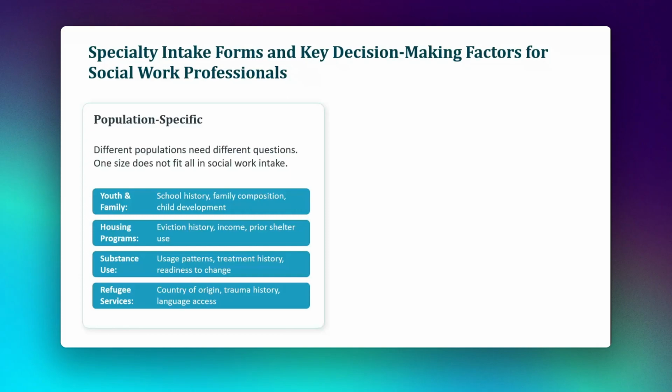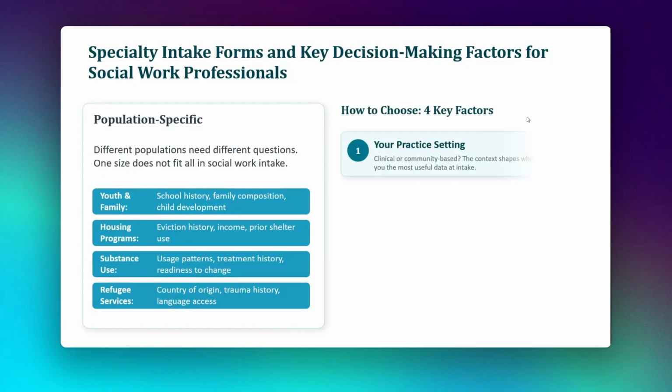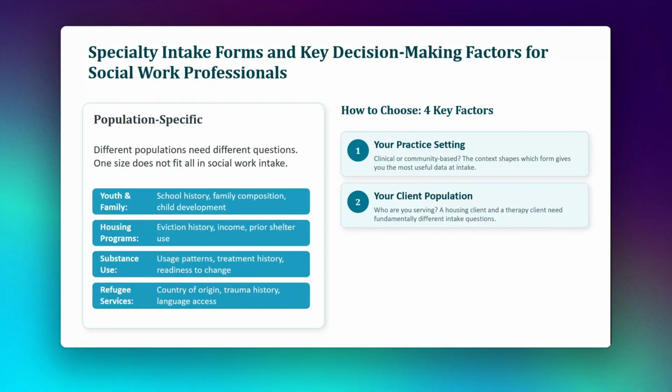Now, how do you actually choose the right intake form for your setting? There are 4 key decision-making factors. First, your practice setting. Is it clinical or community-based? The context tells you what level of depth you need at intake. Second, your client population. Who are you serving? The form that works for a mental health client may not work for a housing client.